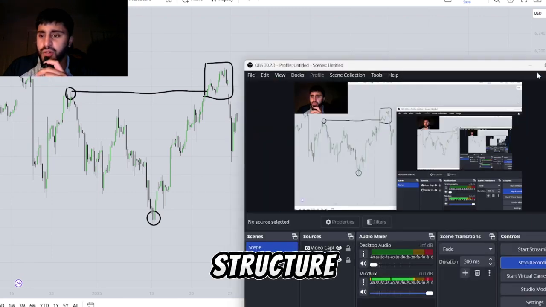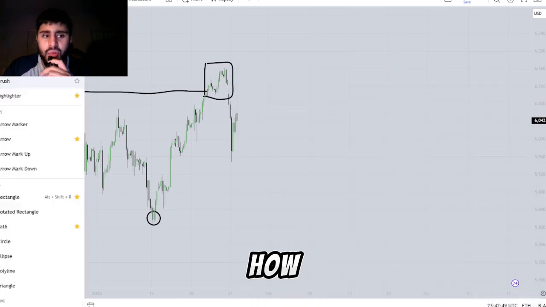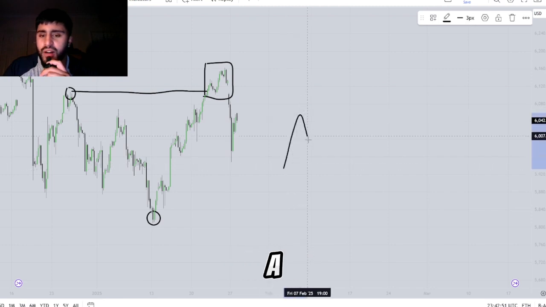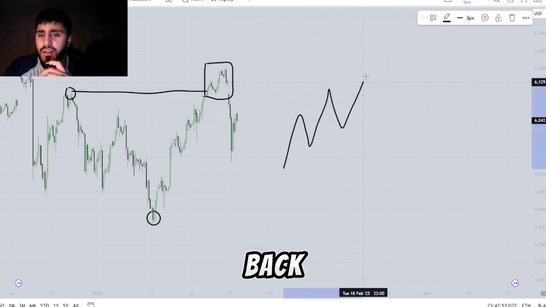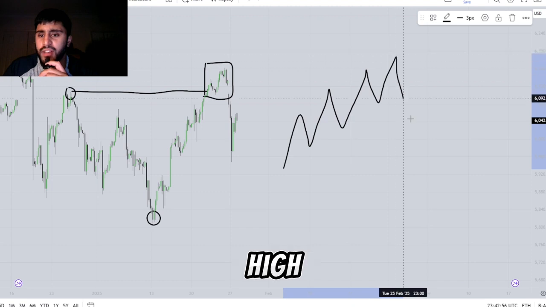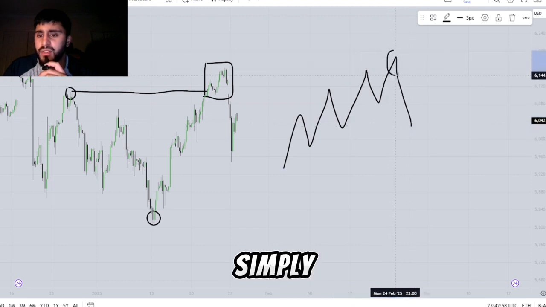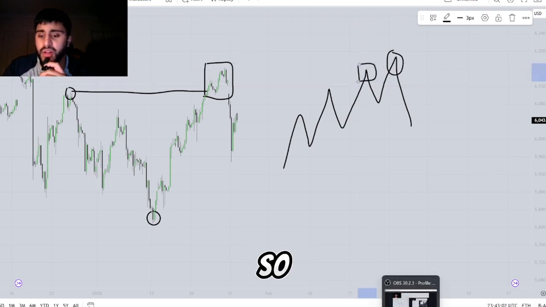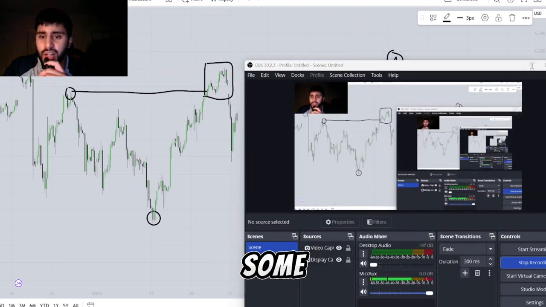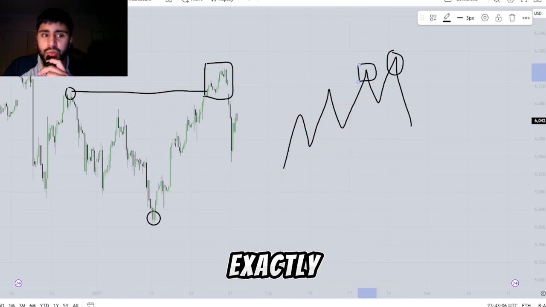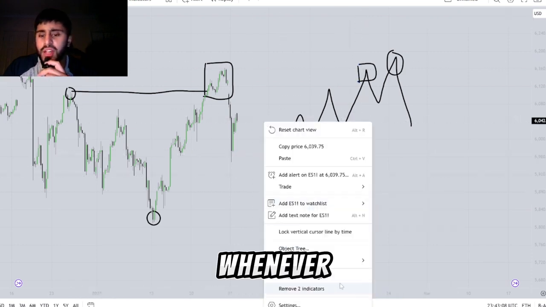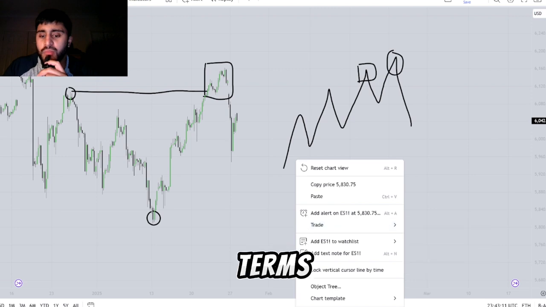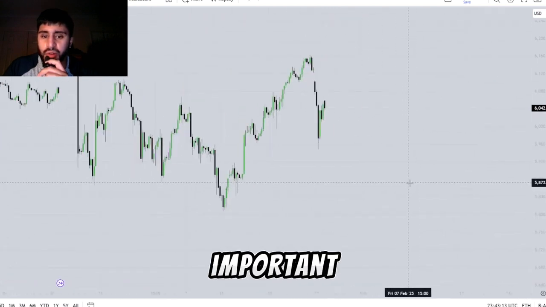So when it comes to market structure, you want to understand how we are actually looking at it from a basic level, because we have a high, pullback, high, pullback, high, pullback, and now we've had a high, right? So now from here, we are simply looking for a pullback because we're above this high. Whenever you have a high, you are looking for some kind of a pullback, and that's exactly what was going on over here, right? So whenever you take trades, you want to understand where you are in terms of basic market structure. Very important to understand this.